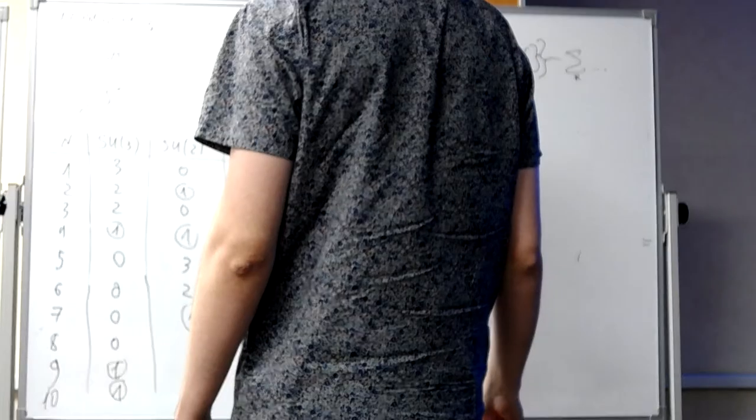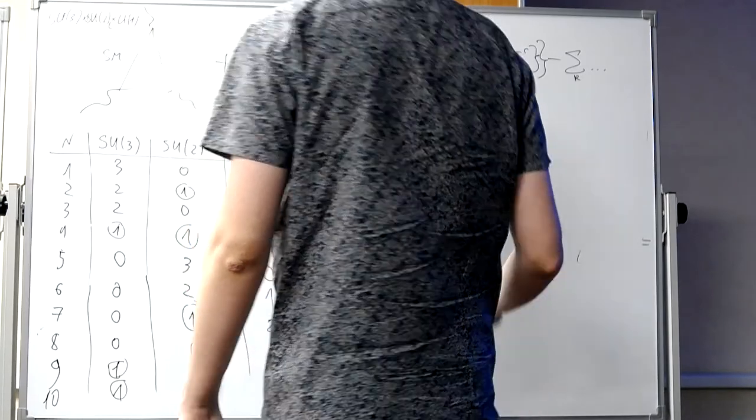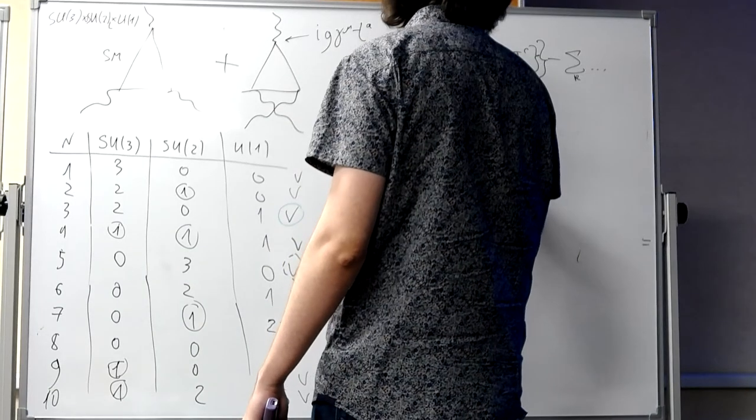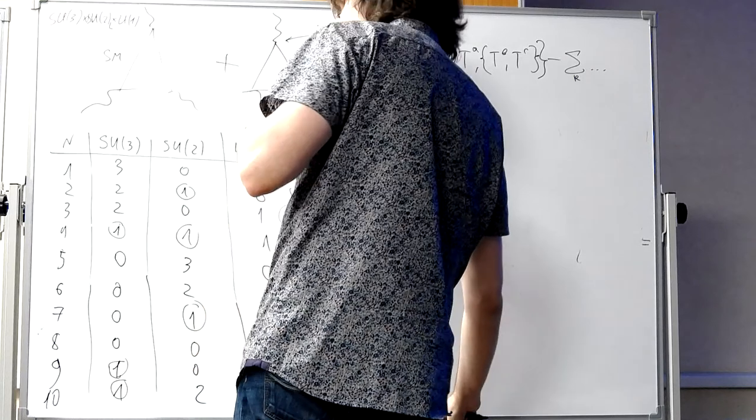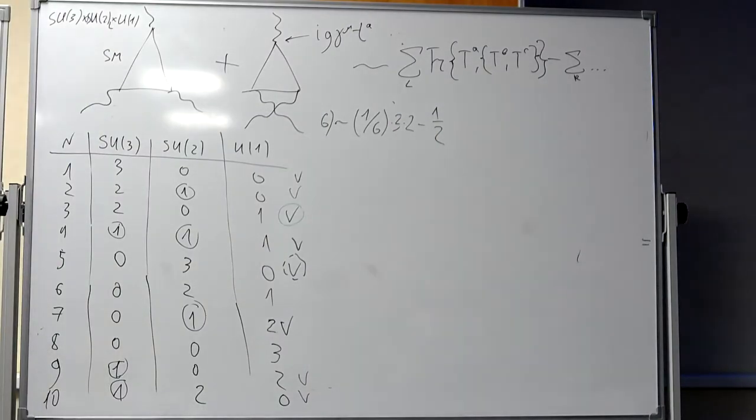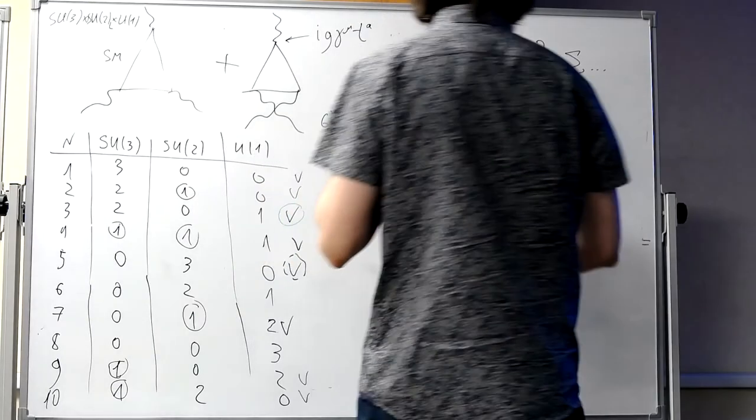Why don't you have two here? Because they are doublets, right? So you shouldn't. I mean, you can if you want, put the two, okay. But you also have to put it for the left. Okay, good.